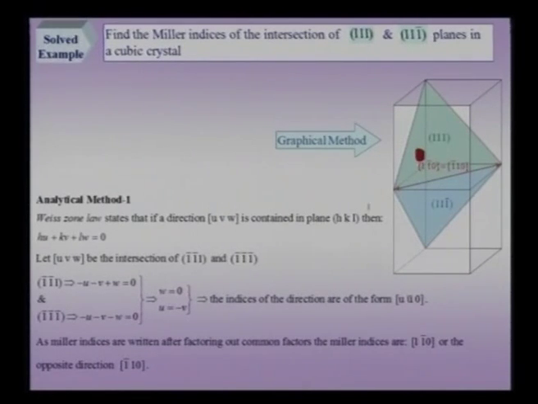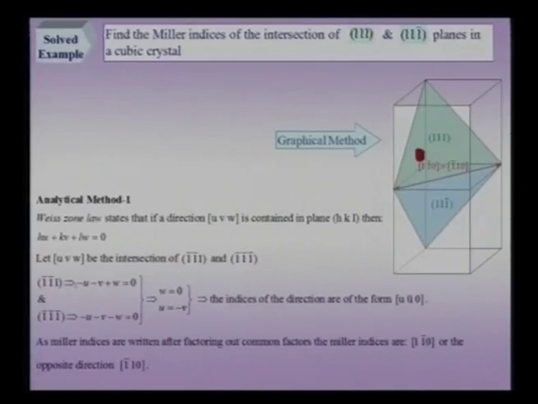That means both these (hkl) planes have this direction [uvw] in common, but it is the direction which I am trying to determine from this Weiss zone law. So let [uvw] be the direction of intersection of the (1 bar 1 bar 1) and the (1 bar 1 bar 1 bar) plane. Of course, I have just taken the negatives of these planes, which would not alter my arguments, just to make the point that sometimes I would like to consider the opposite set of planes, and whenever I am talking about planes, they are always a set of planes.